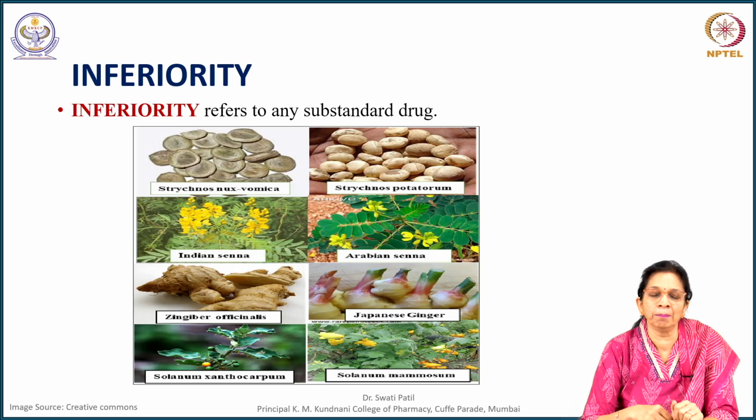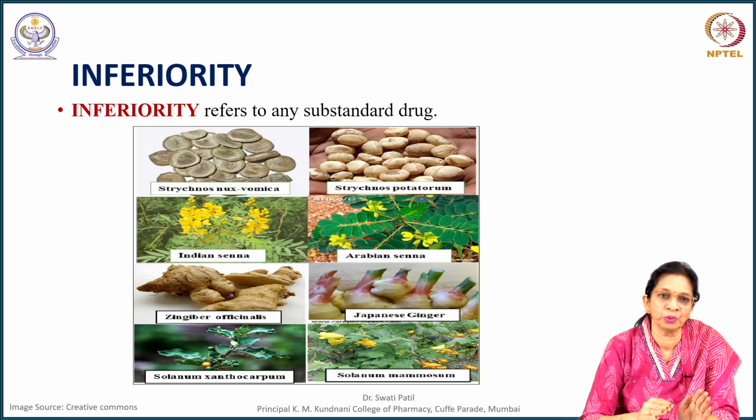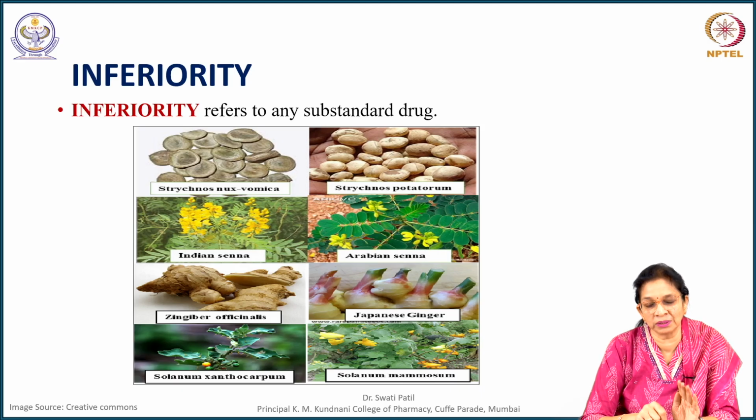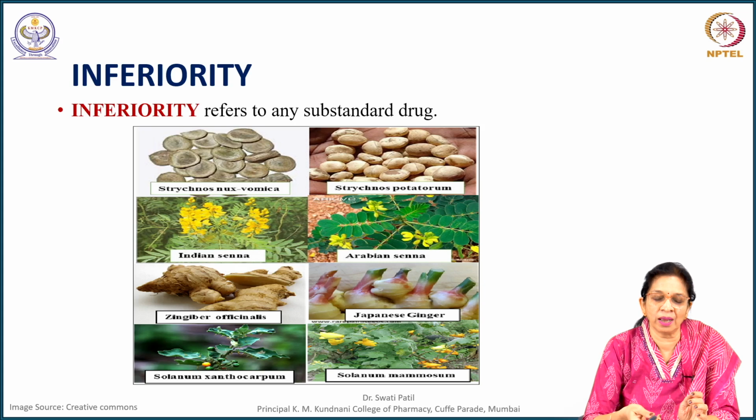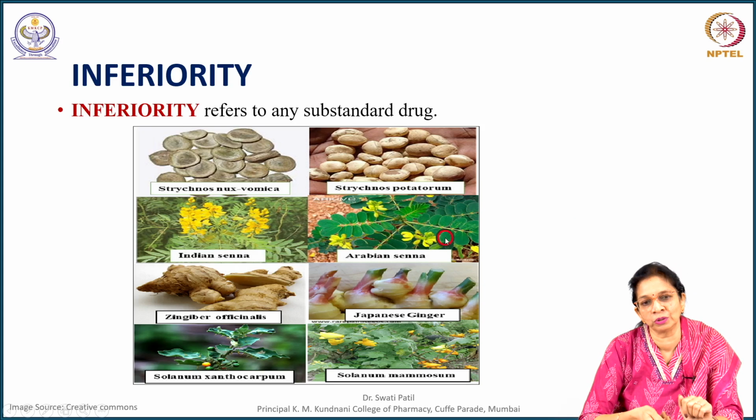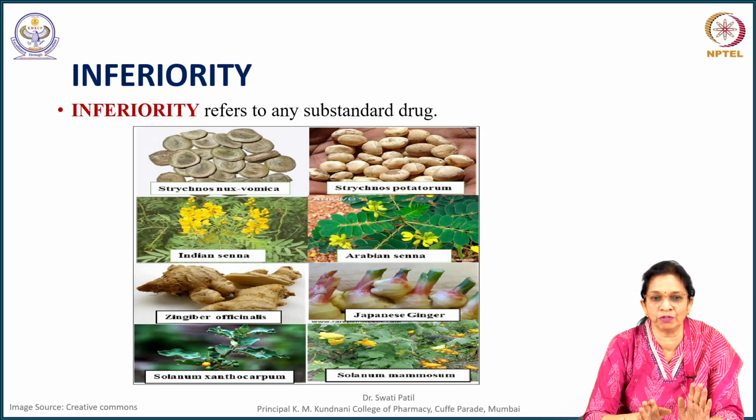Inferior quality mixing or adulteration refers to mixing of an official drug with a substandard drug. For example, Strychnos nux-vomica is mixed with Strychnos potatorum. This is a substandard drug and does not have strychnine and brucine as mentioned in an official drug. Indian senna is adulterated with Arabian senna. So, if you see here the morphology looks the same, both belong to the Cassia genus, the leaves, the flowers are the same, but the anthraquinone glycoside content is different.